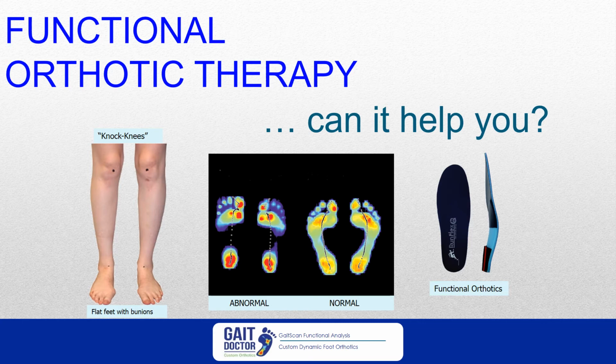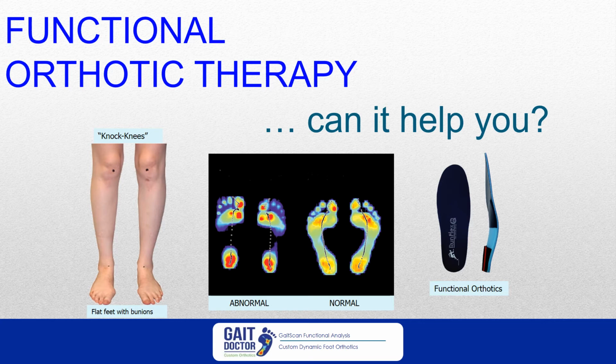Whereas on the right side, the dots have a nice little swooping curve. They're about the same distance apart, and the pressures are distributed over the foot more evenly. So the left foot has overpronation in both the rear foot and the forefoot, in the heel and the front of the foot, and the right foot is more normal.